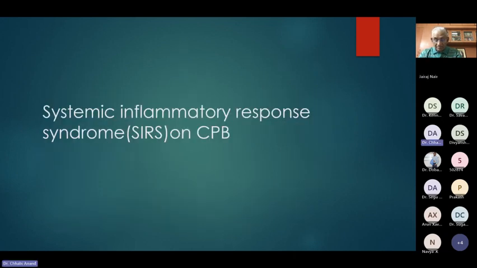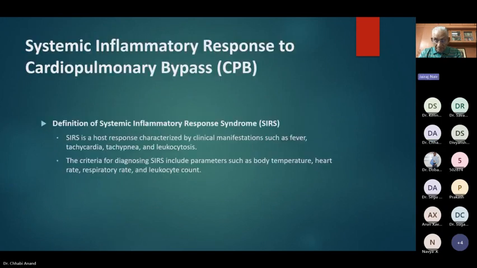Systemic inflammatory response syndrome on CPB. SIRS: a definition. SIRS is a host response characterized by clinical manifestations such as fever, tachycardia, tachypnea, and leukocytosis. The criteria for diagnosing SIRS include parameters such as body temperature, heart rate, respiratory rate, and leukocyte count.